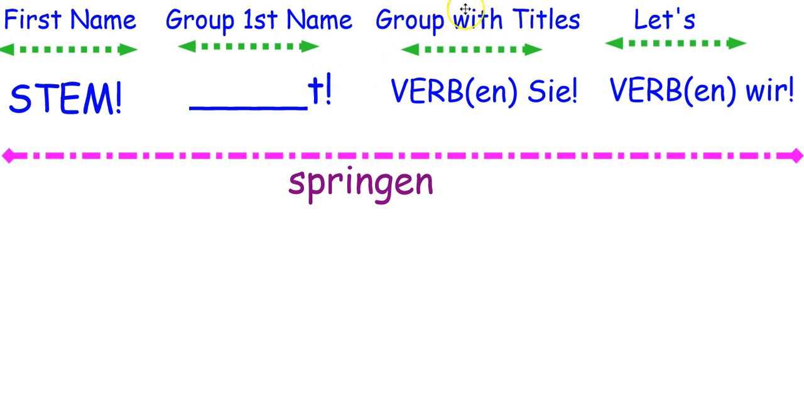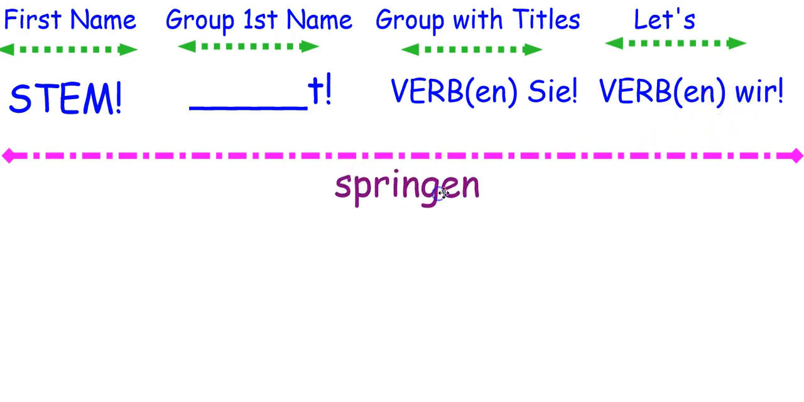If it's a group of people that are not familiar or formal, so people with titles like Herr, Frau, Doktor, Professor, then you would use the verb in its infinitive form, followed by Sie, which is the formal you. And if you, the person commanding, are part of this, and you want to say let us or let's, like you're part of it, you go ahead and use the verb in its infinitive form, including its en ending, and you add wir. All right?